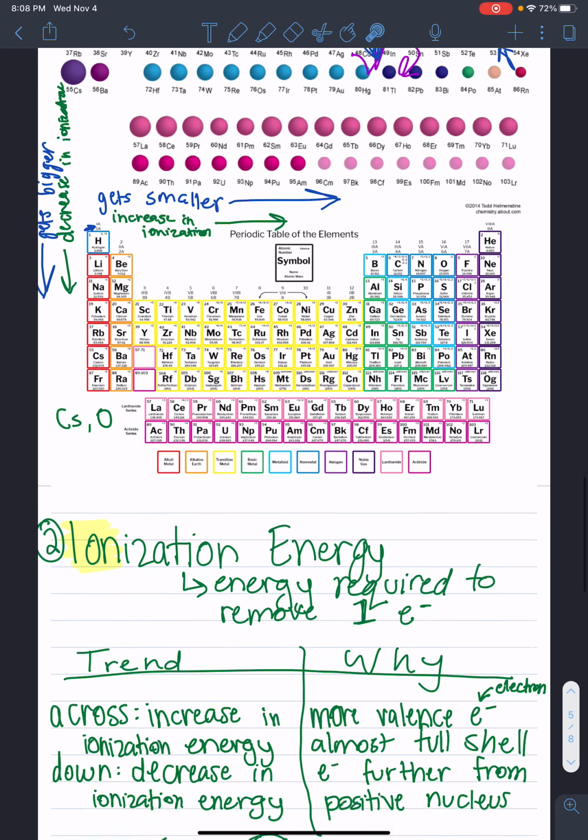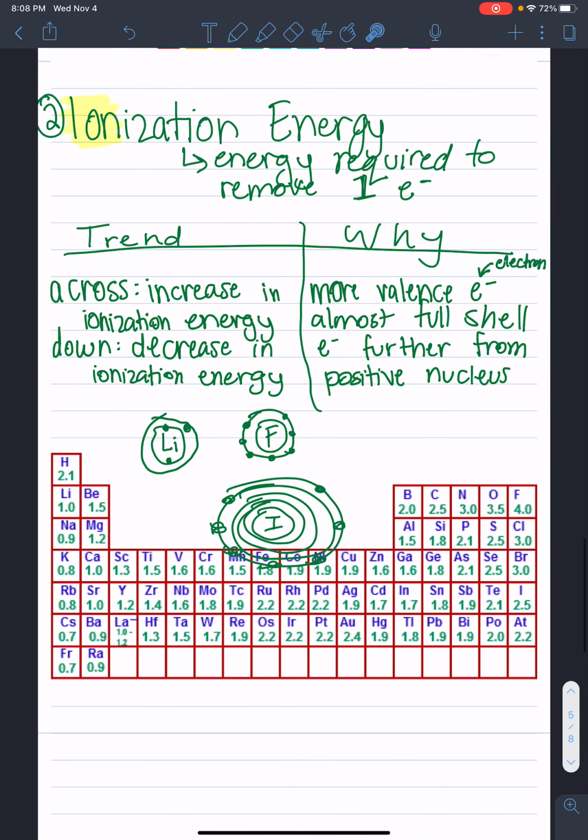Alright, that's all we have with ionization energy. We're going to do one more and then we're going to be done with periodic trends.